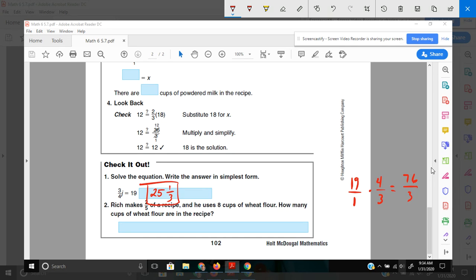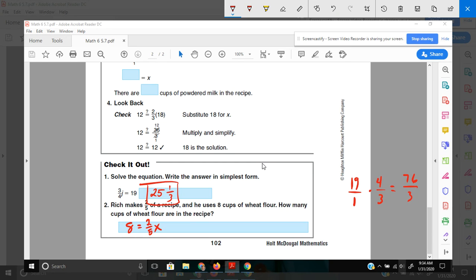And for the second one, Rich makes 2/5 of a recipe. He uses 8 cups of wheat flour. How many cups of wheat flour are in the original? So very similar to the word problem that we just did. And in this case, we say that he uses 2/5 of the recipe. So your equation, if you were to set one up: he uses 8 cups, and that's equal to 2/5 of the original, which we don't know, so we could call that x.